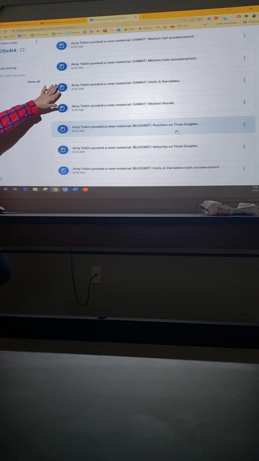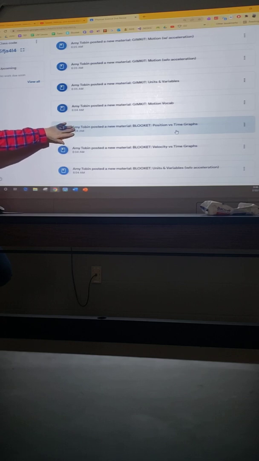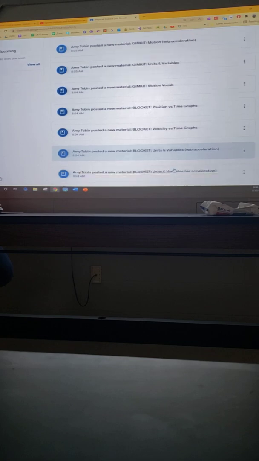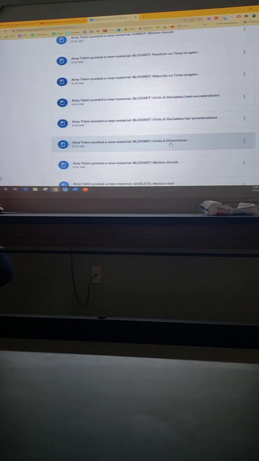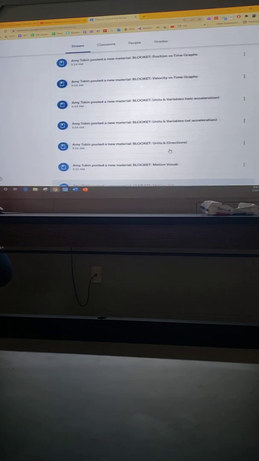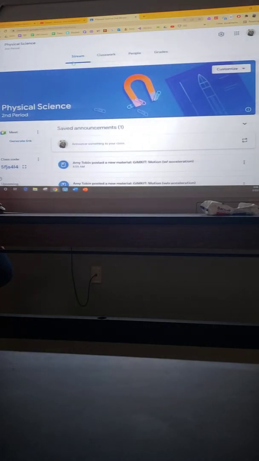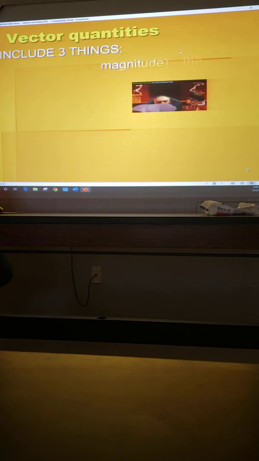So you'll see that reflected with how many different games I have set up. So we have units and variables, motion vocab, and then there's position versus time graphs, velocity versus time graphs, more units and variables, units and directions. So there's all kinds of different practice. So understand that that is a hugely important idea.